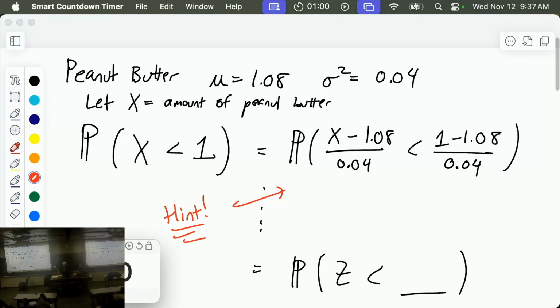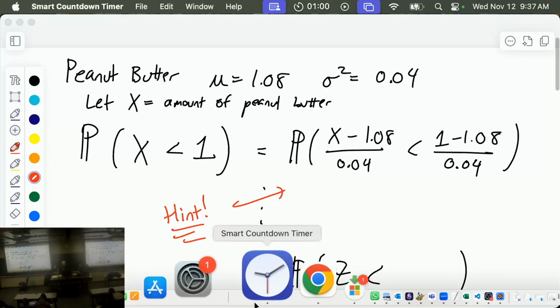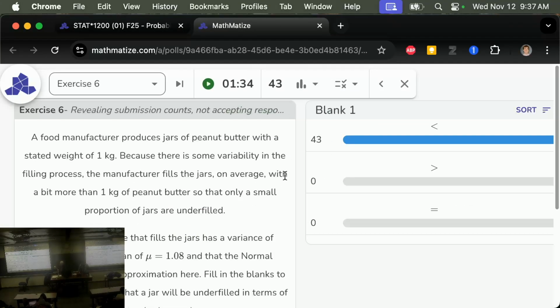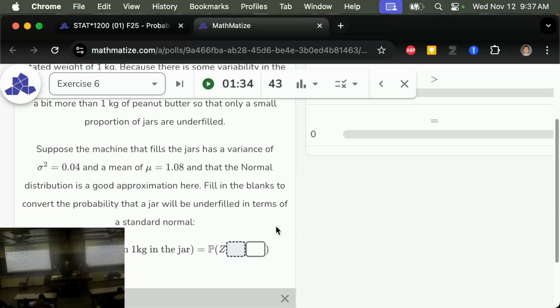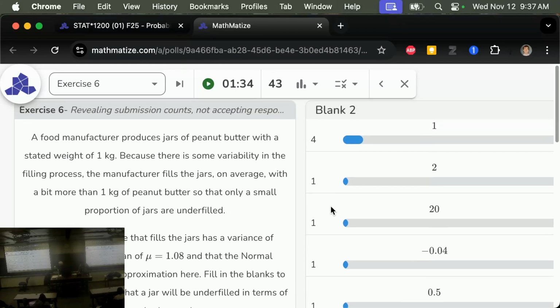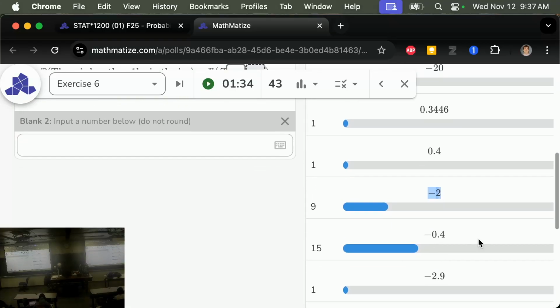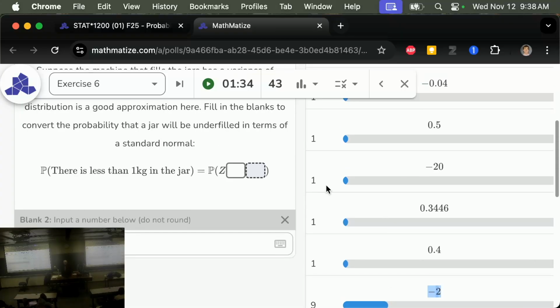Let's see how you guys did with the hint and what's going on here. So we reveal the counts. Less than, everybody's on less than, that's great. Now there is a split. 9 people are on minus 2, but 15 people are stubbornly on minus 0.4. So only about half the people have something else written.